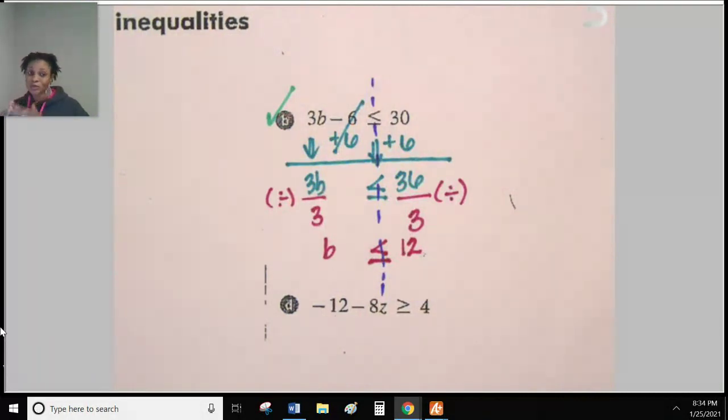Remember, less than or equal to means that would be a closed circle, and 12 would be included in that set. Things to remember. We're only reversing when you divide or multiply by a negative, and you always want to make sure your variable is on the left so you can use that little trick I showed you for graphing. Awesome? So here's our final answer.